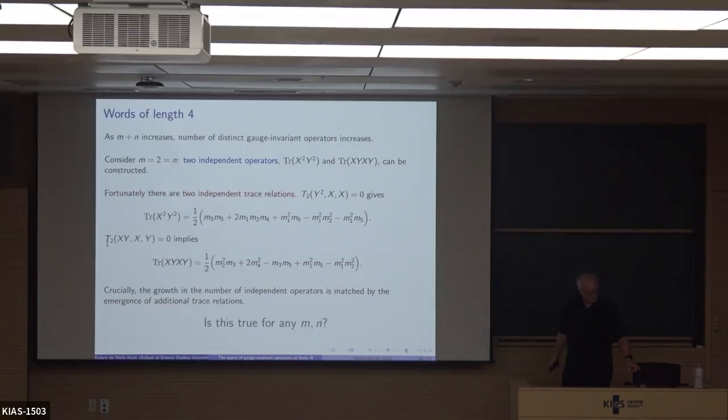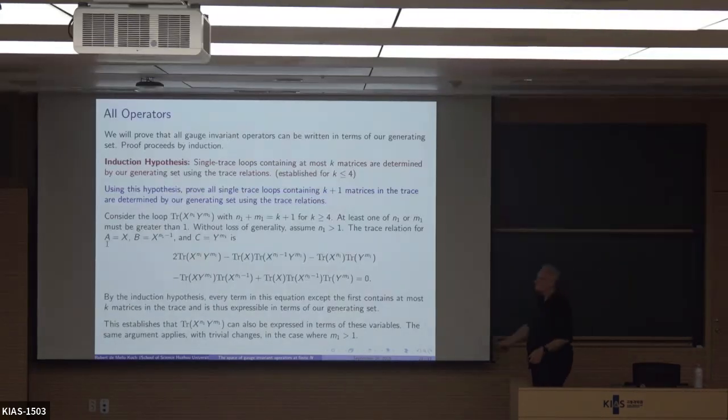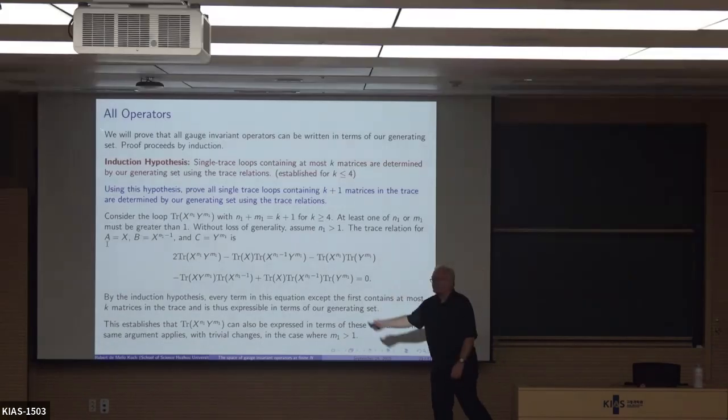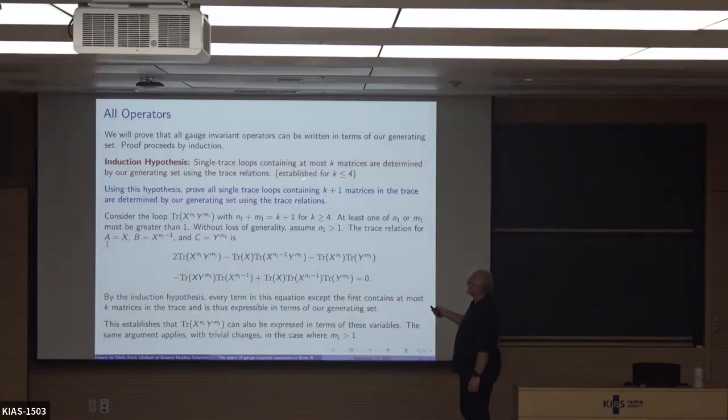Okay, so we can prove that in fact it is matched, and we do it as follows. We do it by induction. So this is going to be my induction hypothesis. Single trace operators containing at most k matrices are determined by a generating set using the trace relations. So we'll assume that. And we can take k to be less than or equal to 4. What do we want to prove? We want to prove that all single trace operators containing k plus 1 matrices in the trace are determined by a generating set using trace relations.